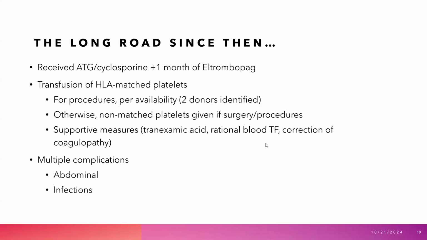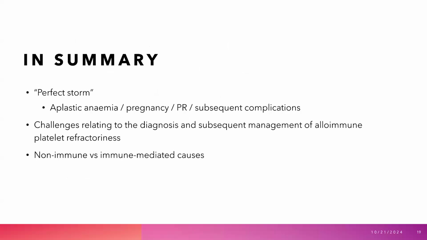Anyway, we also instituted a lot of supportive measures, as I've alluded to. This patient has had a very complicated course, which I can talk about if it's relevant. So in summary, this patient had a perfect storm of aplastic anemia occurring in pregnancy with platelet refractoriness and multiple subsequent complications, mainly related to her cesarean section and infectious and bleeding complications intra-abdominally since then.